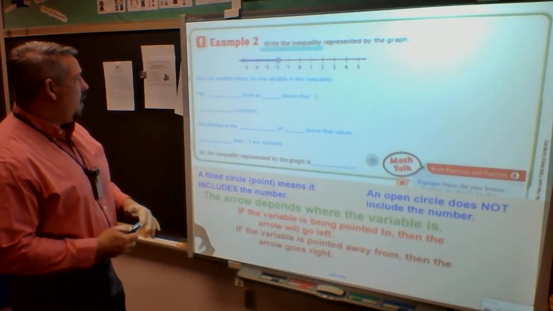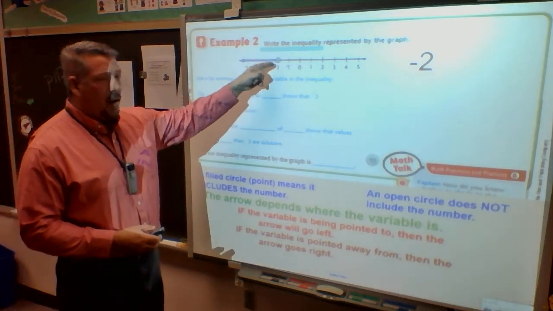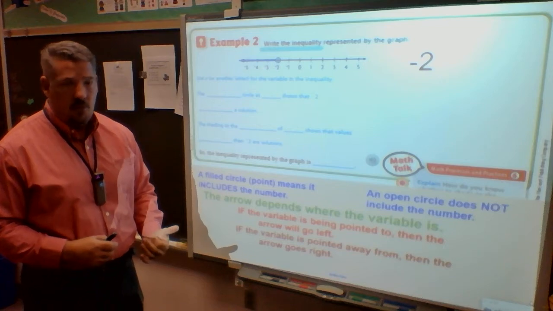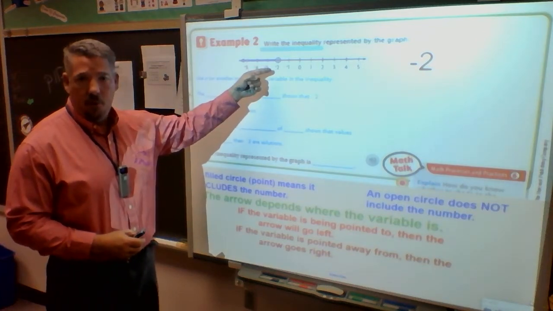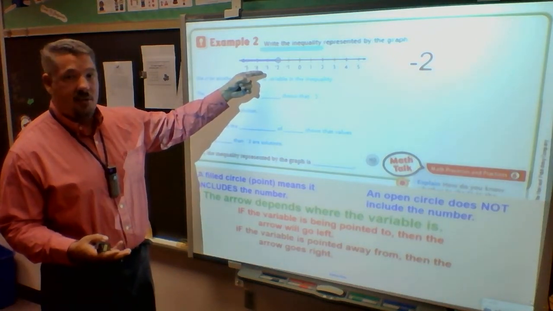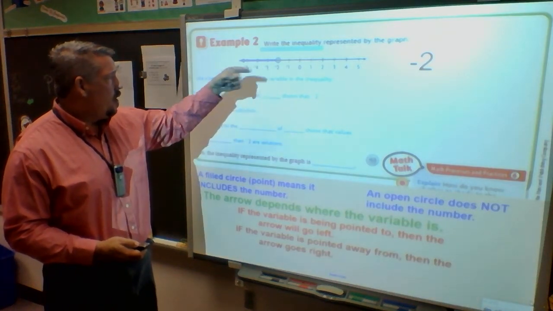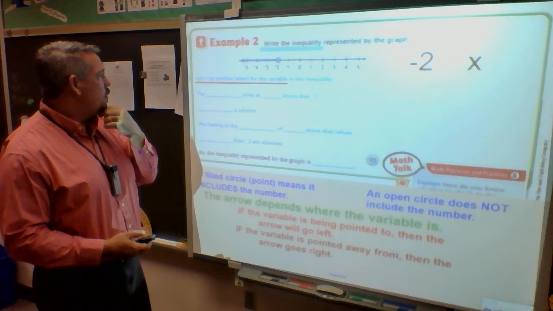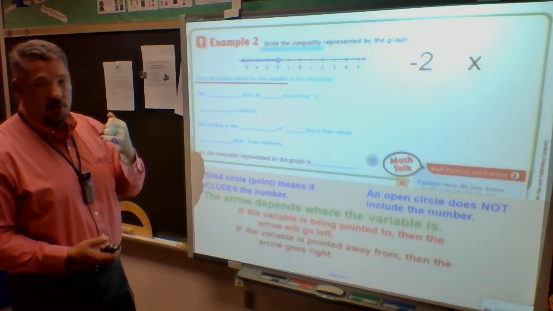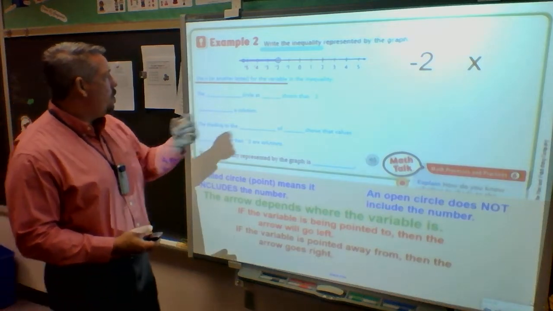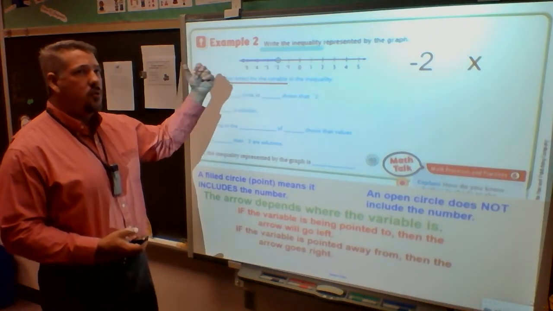As I look at it, I know I have a -2, and I know I have some relationship to -2. Am I equal to -2? I'm not, because it's not filled in. So I know I'm not equal to -2. But what am I equal to? Well, it can be less or greater than, because it's an inequality. So if I just use x, I can put my arrow, let's say it's going to the left.